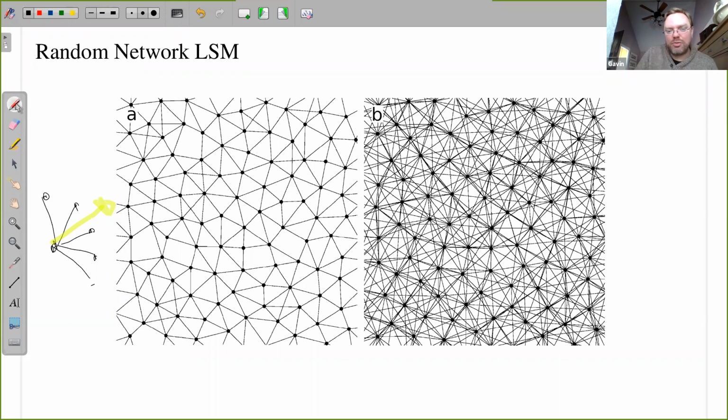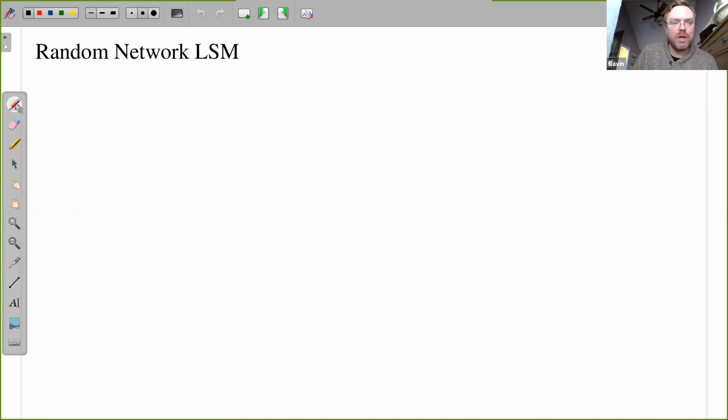And that's why I've chosen these Delaunay triangulations. The one on the left has an average connectivity of 6, and the one on the right has an average connectivity of 16. And the more connectivity you have, the more degrees of freedom you have to play around with those spring constants to map it on and capture the elastic behavior.